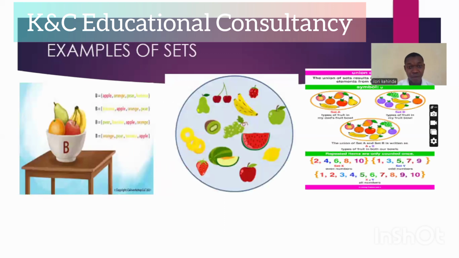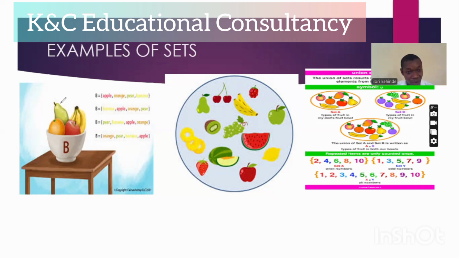Now, these are examples of a set that we can see in the picture we have here. Look at this bowl, a bowl comprising fruit. For example, this B comprises the apple, the orange, the pear, and basically we have banana. So these are the things that this bowl contains.